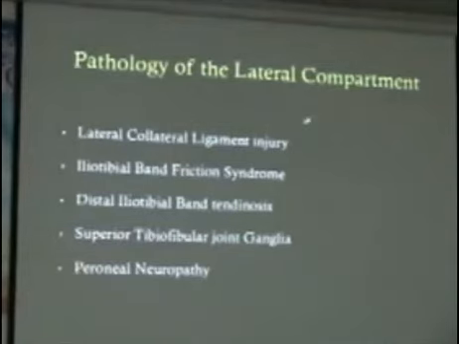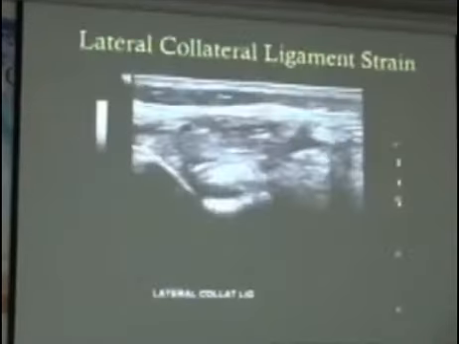So some of the common pathologies that we see in the lateral compartment, we have injuries to the collateral ligament, we have iliotibial band friction syndrome, we can have tendinosis just of the iliotibial band, and we can also see ganglia.